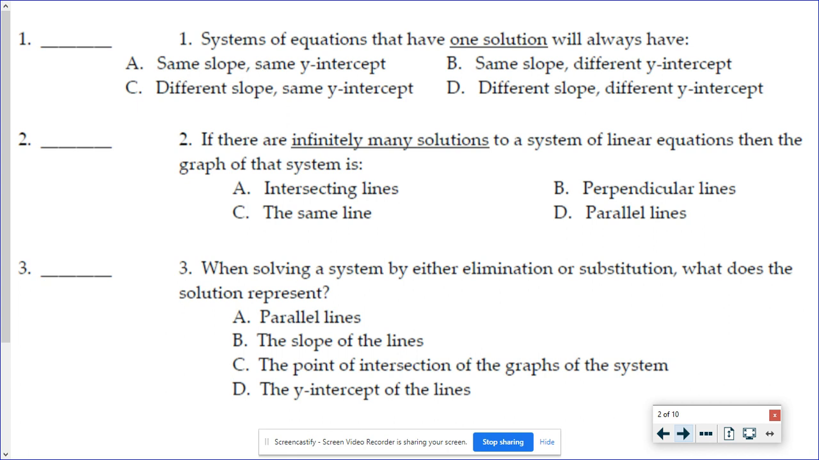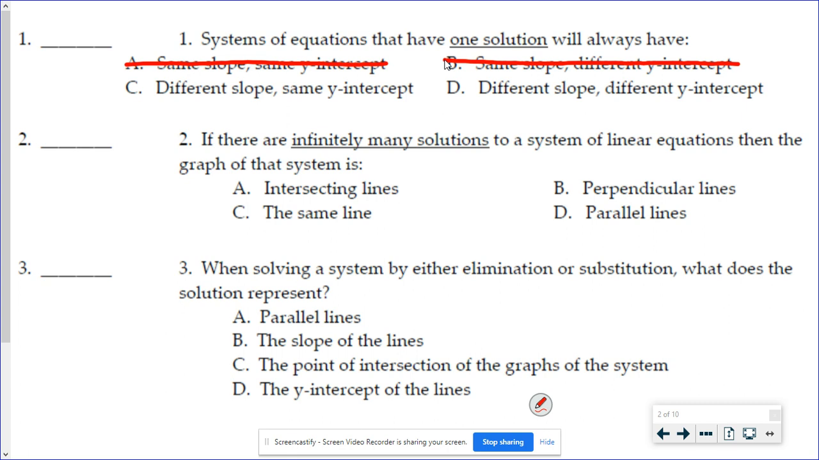The first three questions are these multiple choice ones. So I want to make sure that you're clear on this. I know that sometimes with the extra reading, it can seem a little bit overwhelming. So number one says systems of equations that have one solution. That means the lines have to cross. If they have to cross, they cannot have the same slope, regardless of if it's the same or different y-intercepts. If it's the same line or parallel lines, that won't give me one solution.